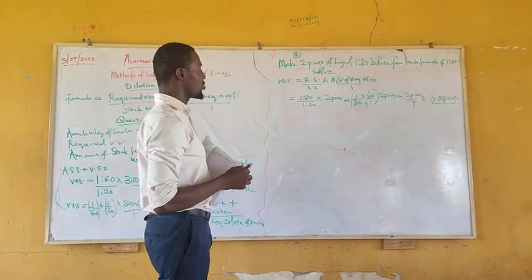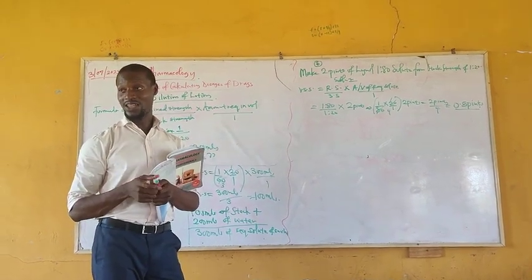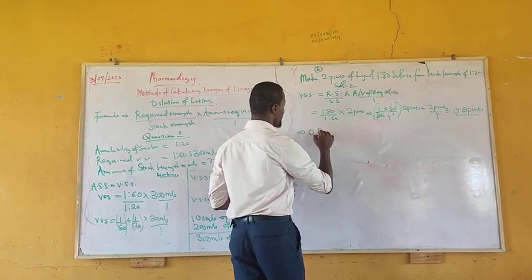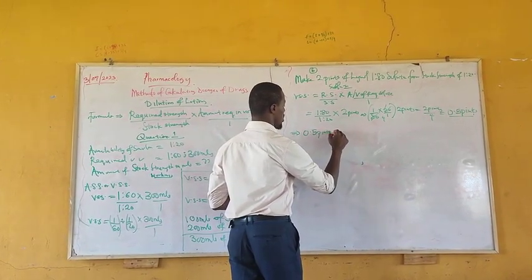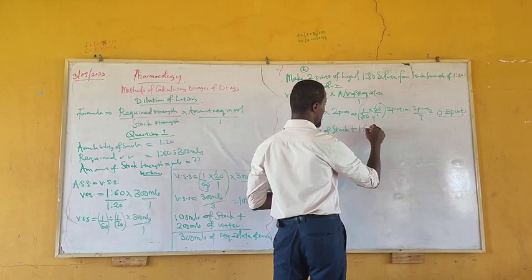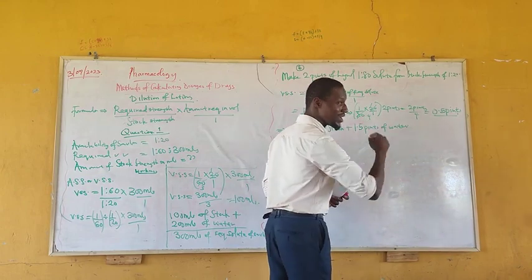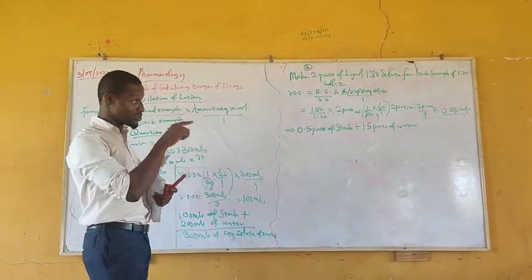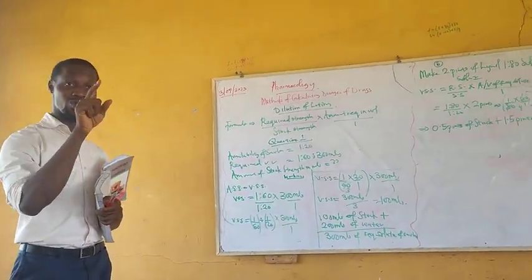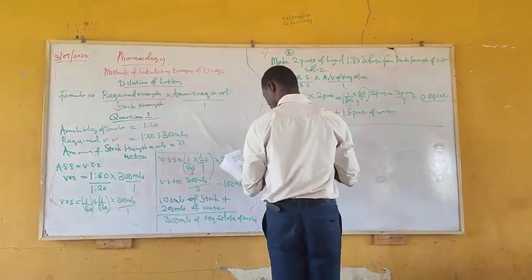So we are not done yet. We have to make 2 pints of Lysol 1:80. So it means it's 0.5 pints of stock plus 1.5 pints of water, or diluent. This is what you need to understand: what is the quantity of stock, and what is the quantity of water. So let's do the third one there. I think we might have to do the third one.